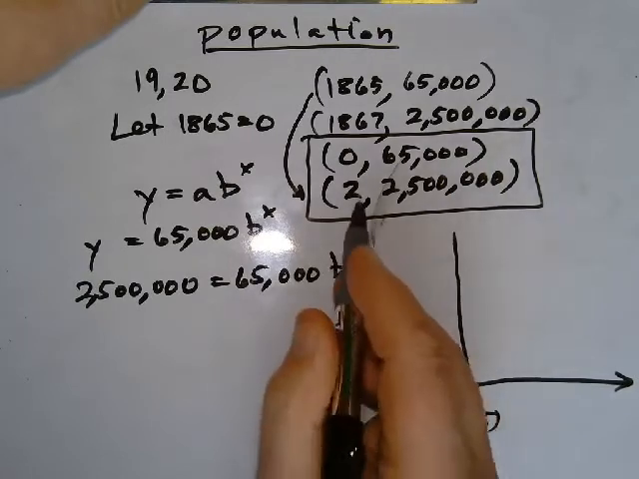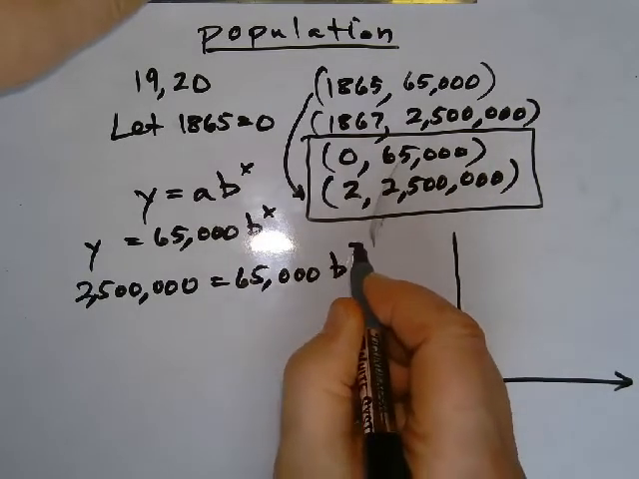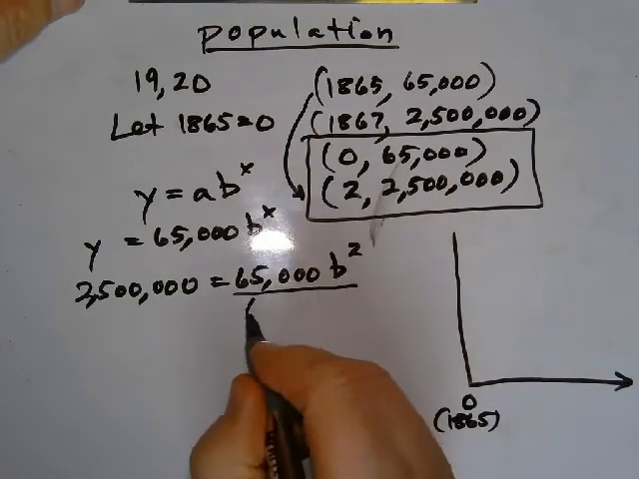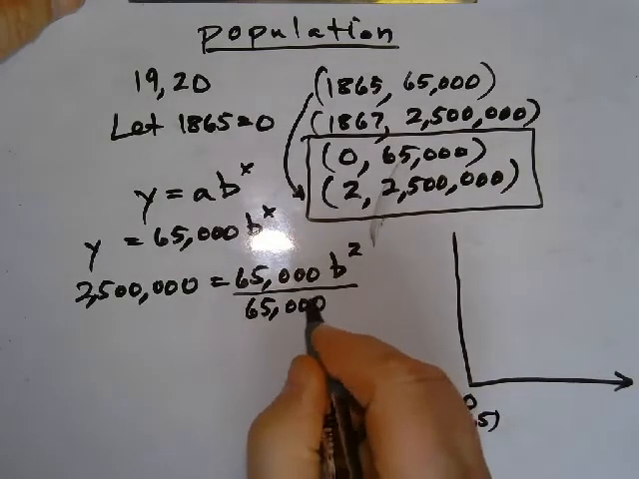b we don't know yet, but we do know that x had to be 2 at that point. So now all of these numbers have been plugged in, just like we did before. So let's go ahead and solve this just like we did before. We're going to divide both sides by the a value, 65,000.